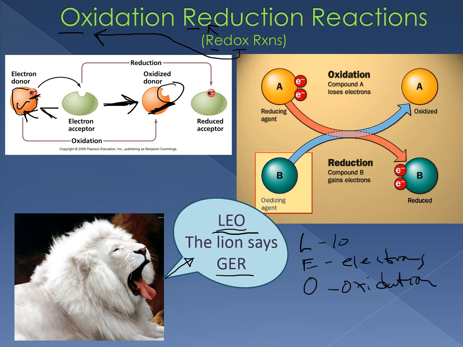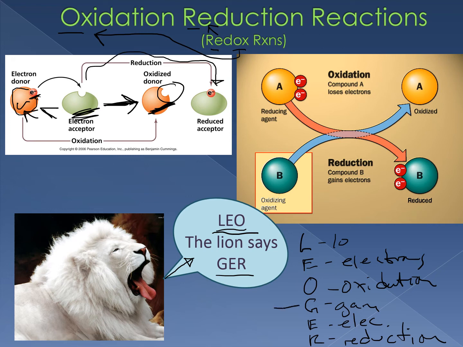Ger, Leo the lion says, ger stands for gain. E again stands for electrons, and R stands for reduction. Reduction or reduced, both the same thing. So this fella is the electron acceptor, and it's been reduced because it has gained an electron. Gained an electron, it's reduction.